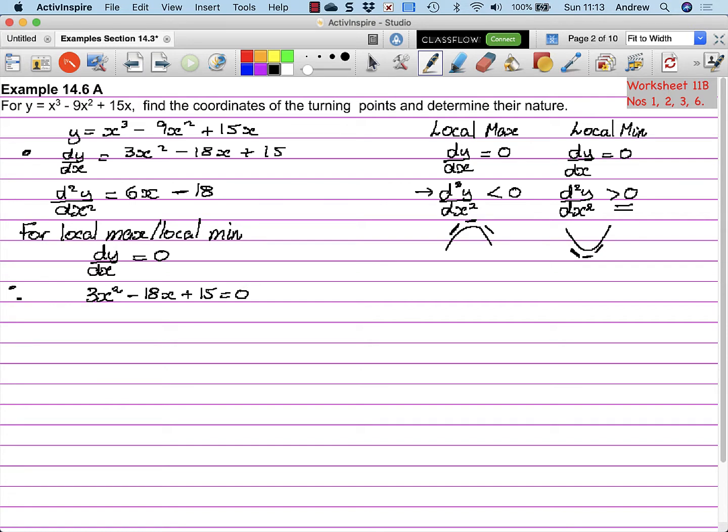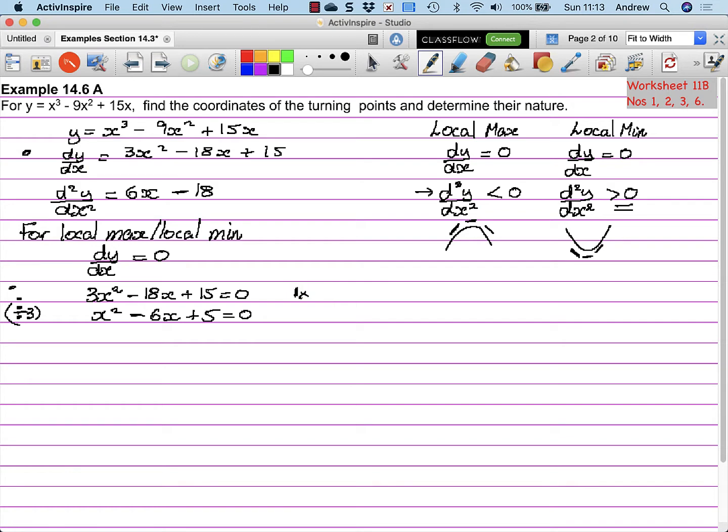Don't forget, you are allowed to divide an equation across by a constant, by a number, but you're not allowed to divide across on an equation by an x. Here we notice that 3 goes into 3, 18 and 15, so we can divide everything by 3. Dividing everything by 3, we end up with 1x squared minus 6x, and 3 goes into 15 5 times. The reason we do that, of course, is because it makes solving the quadratic equation that bit easier.